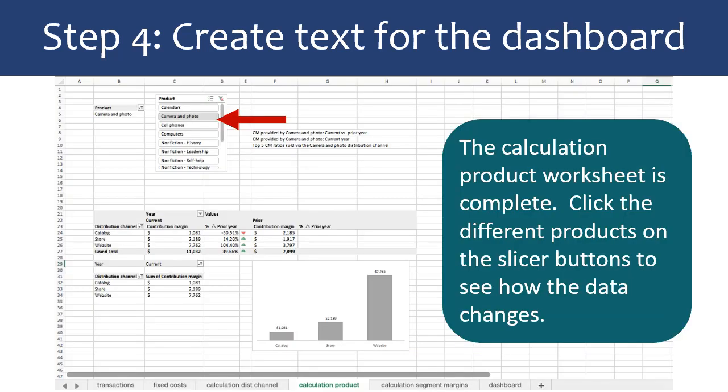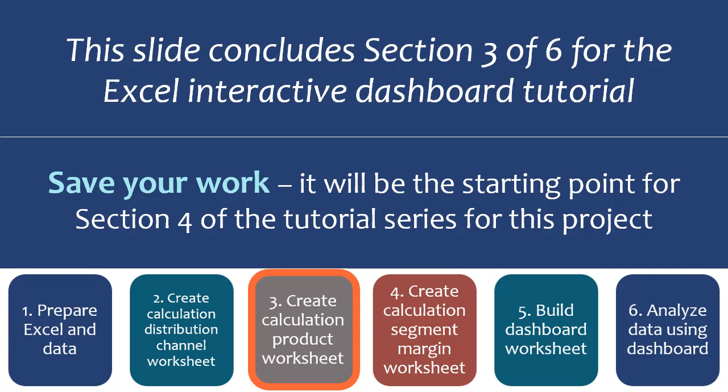The calculation product worksheet is complete. Click the different products on the slicer buttons to see how the data changes. We are now done with section 3 of this project. Please save your Excel file. You will be using the file for the next section of this project.